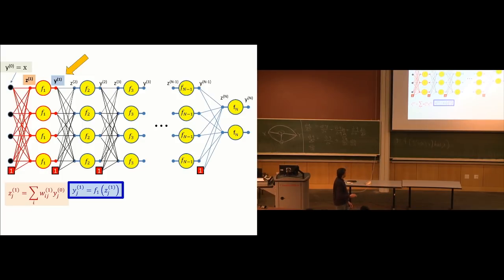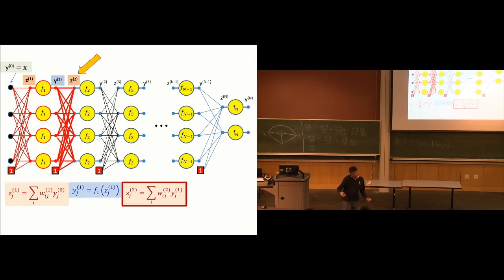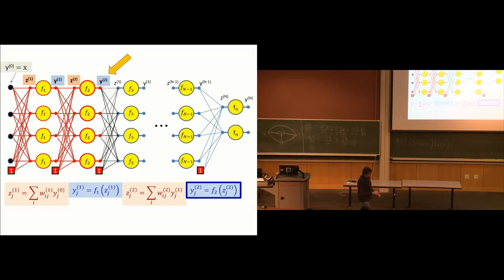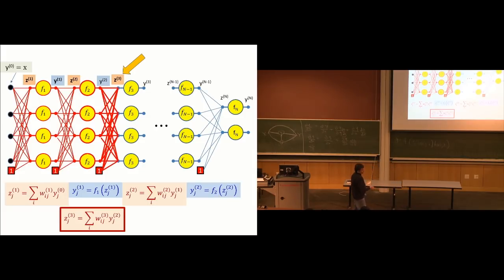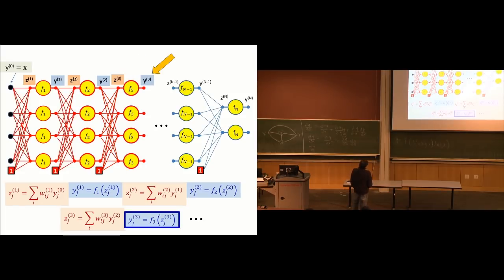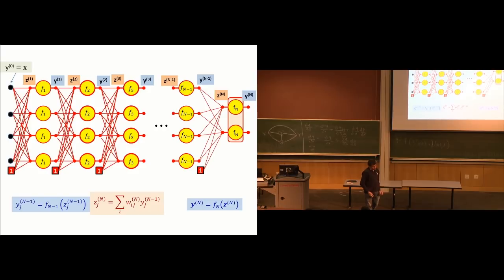Then at the next layer, the z's are simply going to be affine combinations of the outputs of the first layer. And then the corresponding outputs of the next layer are going to be the activation functions applied to z. I can keep doing this forward. Then again, you have the affine combinations of y2 and the activations applied. And this would go all the way down the network till you compute the output.